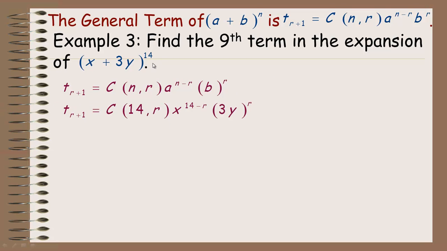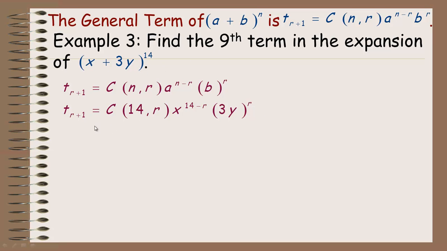And in it, the n would be 14, so that's why we put 14 here. 14 choose r. The a refers to the first term from the binomial, which in this case would be x. So we would have x raised to the power of, and n is 14, so it's 14 minus r. The second term in the binomial is the 3y, so that goes in place of b. Remember, it's a plus b, so that's why there's a 3y raised to the power of r.